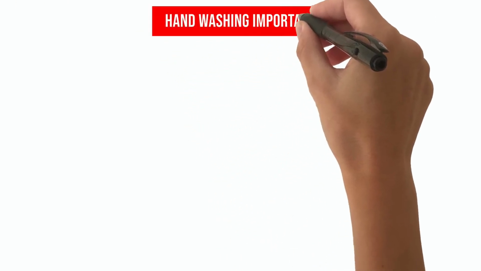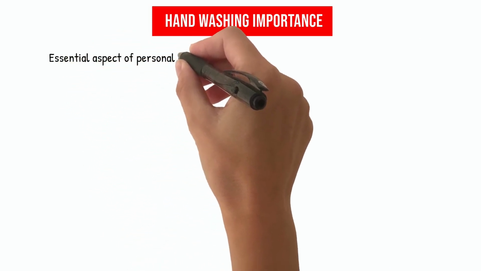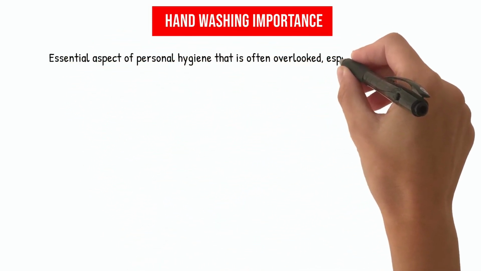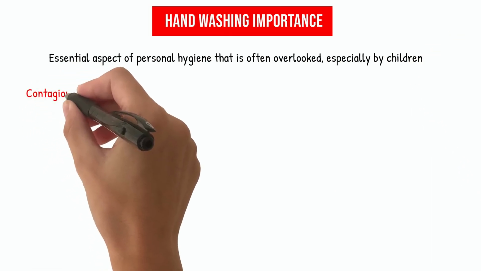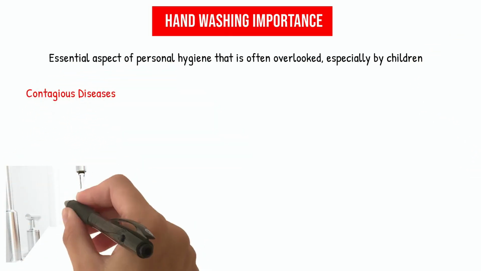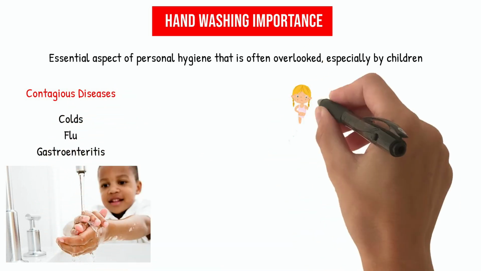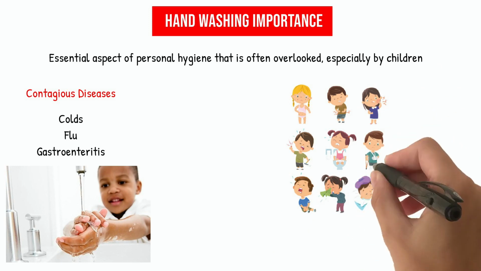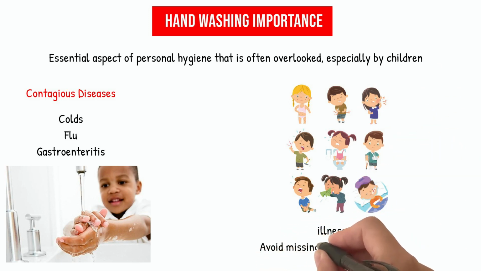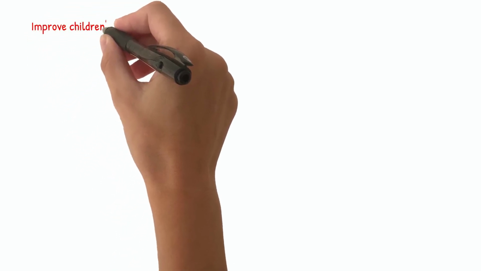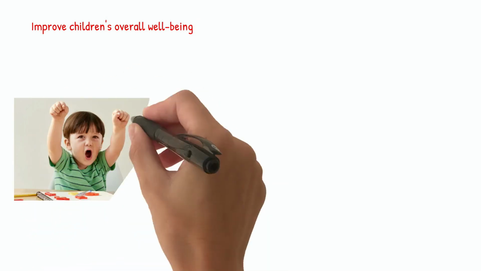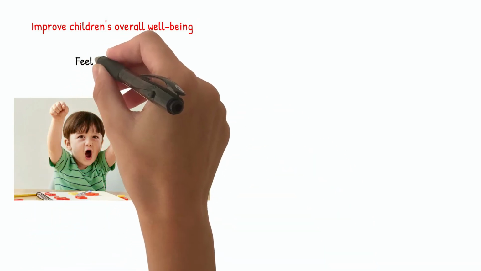Hand washing importance. Hand washing is an essential aspect of personal hygiene that is often overlooked, especially by children. It is a simple yet effective way to prevent the spread of contagious diseases such as colds, flu, and gastroenteritis. By washing their hands regularly, children can reduce their risk of catching these illnesses and avoid missing school due to sickness. In addition to reducing illness and school absence, hand washing can also improve children's overall well-being. When children feel healthy and well, they are more likely to be focused and ready to learn.